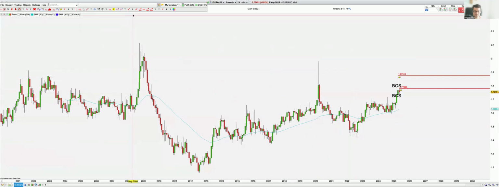Okay, so again, we are keeping things simple. This is on the monthly chart just to show you how simple your eyes can be.